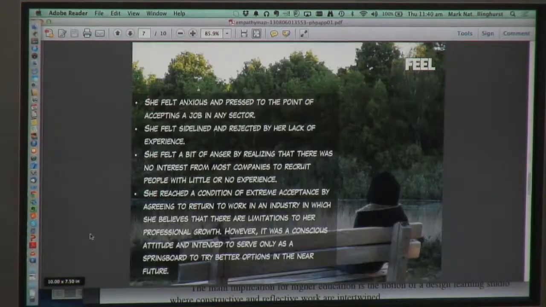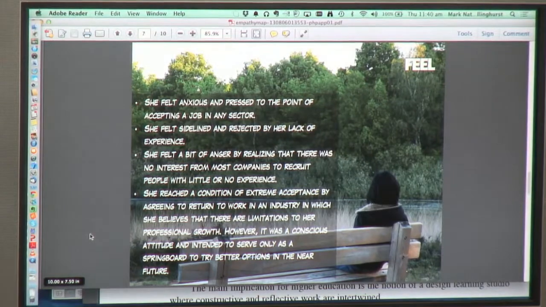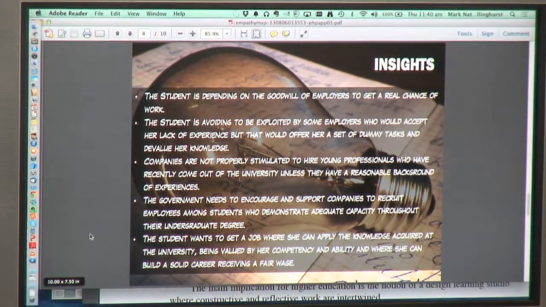So let's see, here's a list of feelings. One is that she's feeling anxious and pressed to the point of accepting a job in any sector. She felt sidelined and rejected by her lack of experience. She's feeling anger. There's no interest from companies recruiting. And so there's some of the feelings. And then based on that, these are some of the insights that the person got. So he listed 4 or 5 insights.